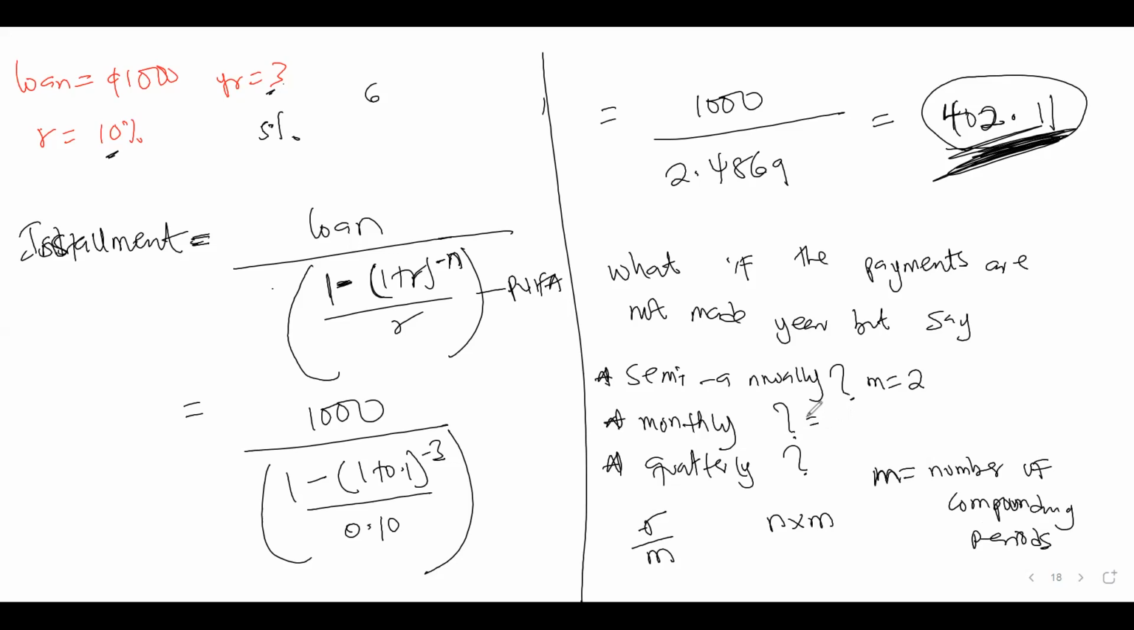If it is monthly, it will compound 12. If it is quarterly, it will compound 4. If it is weekly, it will compound, how many weeks? 52, right? Yeah, 52.